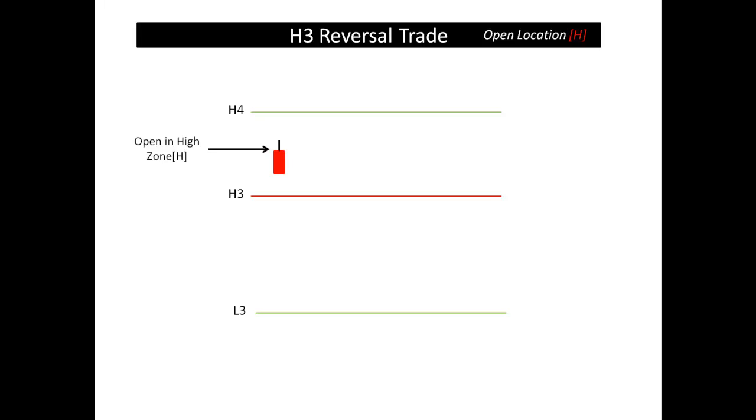So if you open in the high zone, okay, once price trades below H3, that's going to be your sell entry. You're going to go short below H3, and you're going to put your stop above H4. And of course, price is leaving the high zone, coming back into the value area, back towards the middle, back towards the mean. And of course, your target on this one is going to be L3.